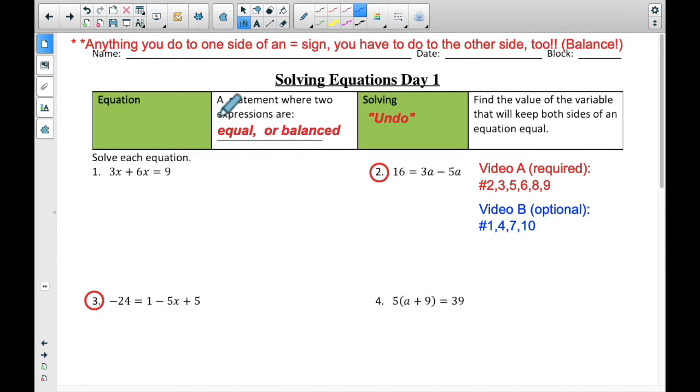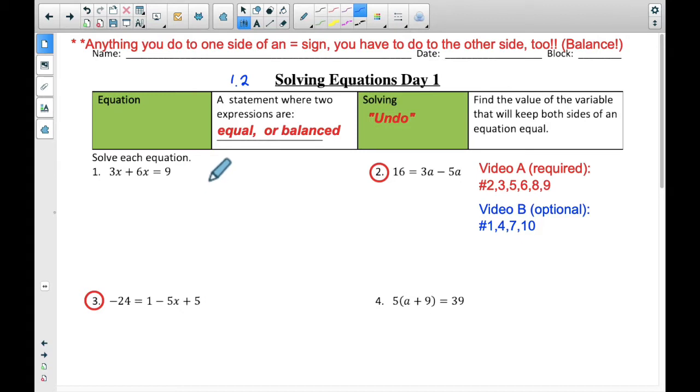1-2B. So this is lesson 1.2, and on the A video, which was required, we went over those which were circled, number 2, 3, 5, 6, 8, and 9. This is the optional video. We're going to go over numbers 1, 4, 7, and 10. And this video is for if you just need a little bit more extra help with some of these problems. So let's just get started on number 1.